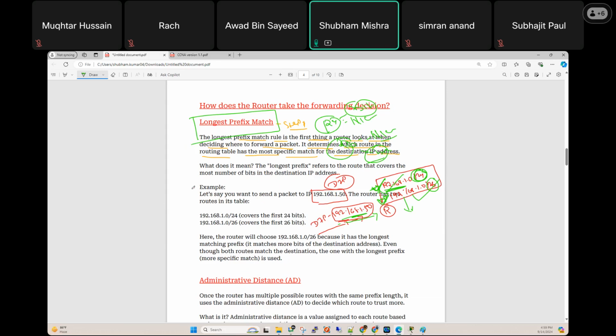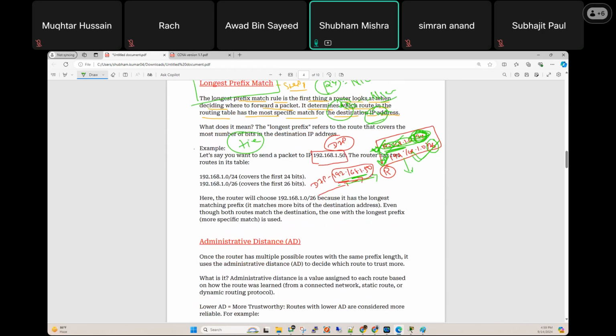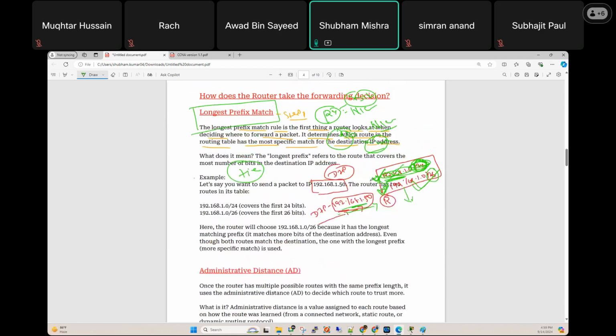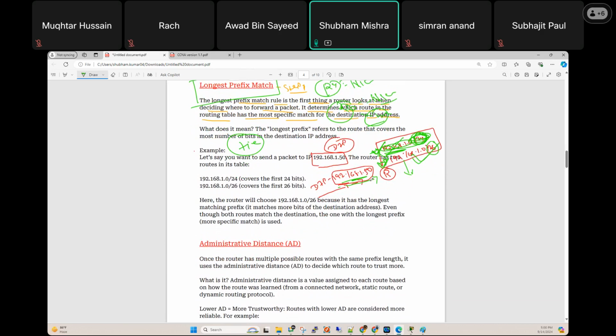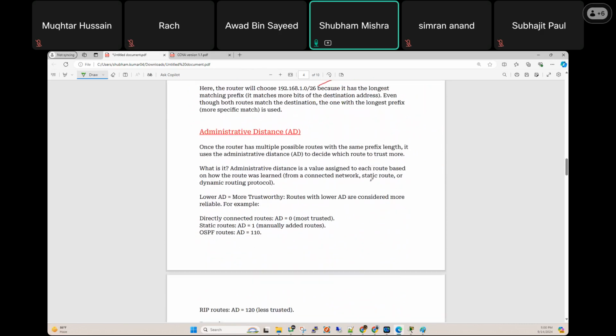Now, let's suppose the longest prefix match is a tie. For example, this router has only this one, only these routes are there. It means now you cannot compare. In most cases, you will get a longest prefix match tie. Generally, in real scenarios also, the router is not taking the forwarding decision on the basis of longest prefix match, because these are always ties. So what is the second condition?